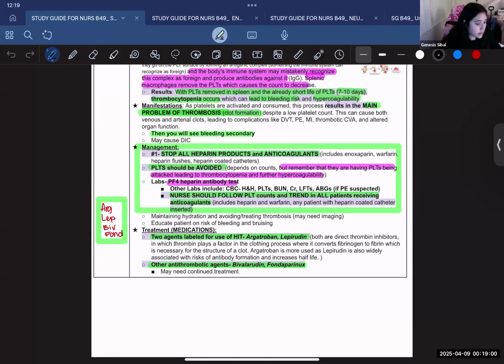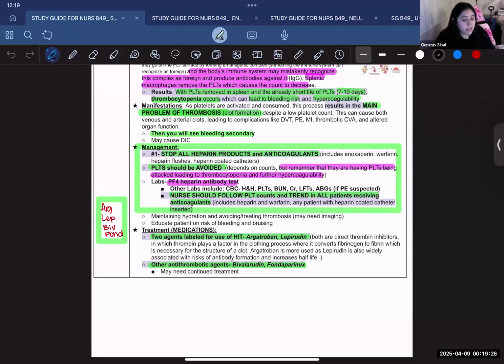For the medications, there's also education on bleeding. We talked about this before with brushing your teeth, razors, all those things. Same thing as before. Treatment, medications: the two medications you do have to know. And everything in green you should keep in mind, like you should be knowing these things. Two agents are labeled for use for HIT: argatroban, and then I can't say the last one, but lepirudin.